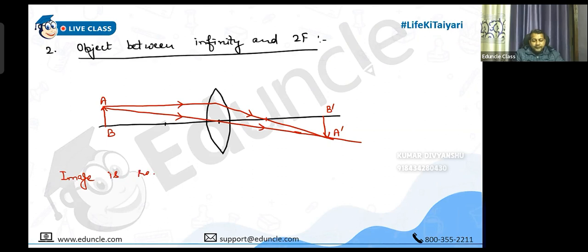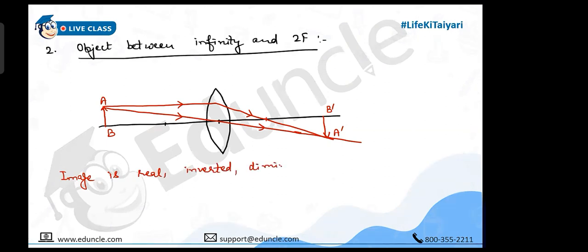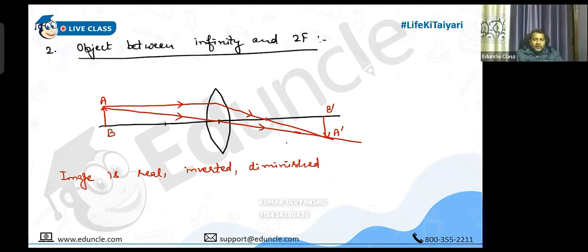Image is real, inverted. Is it smaller or bigger? At 2f, it will be equal in size. Till 2f, it will be smaller, and formed between f and 2f.